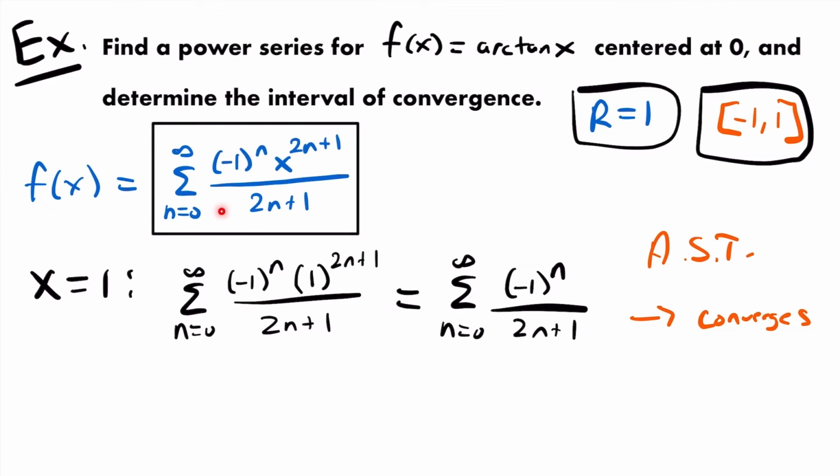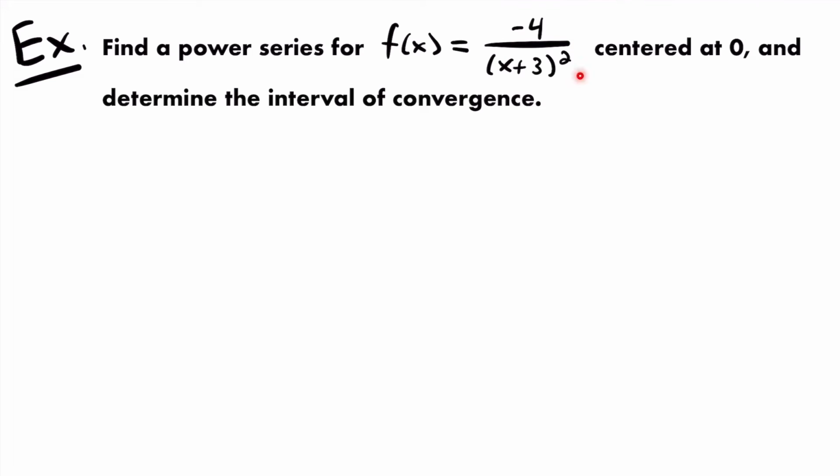We have now found the power series to represent arctangent, and we have the radius and interval of convergence for that power series. And so let's look at our second example, which is also our last example, where we will take the derivative of a power series in order to represent a function as a power series. All right, so here's our second example.